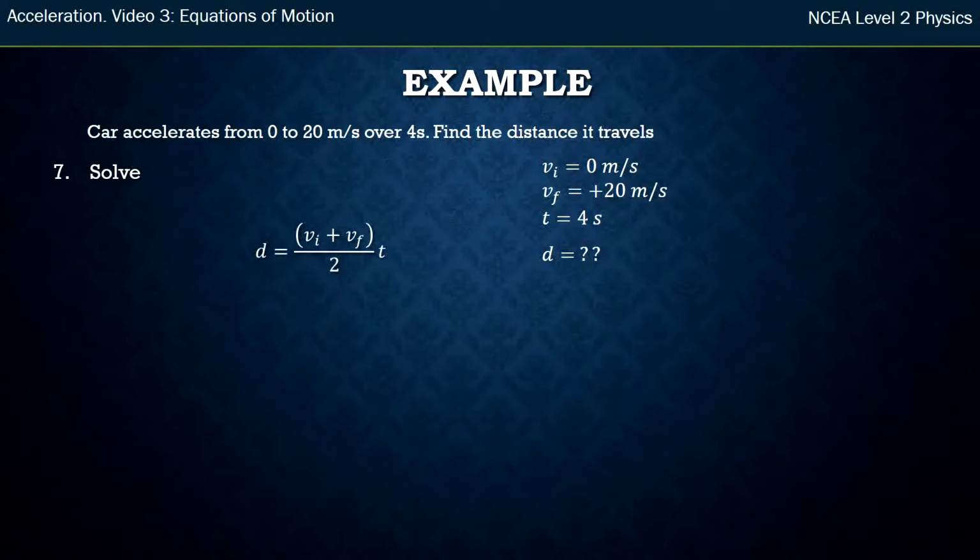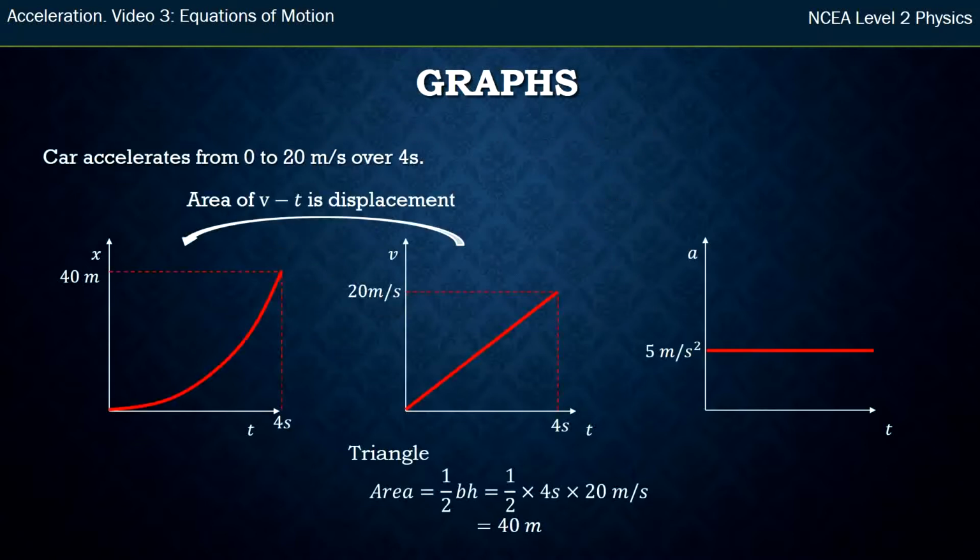So I write the formula out, substitute in, and simplify, and I get D equals 40 meters. So the car accelerates from 0 to 20 over 4 seconds. It travels 40 meters during that time. Now this is the exact same question we did in our graphs, and this is the slide from the graphs, where we got that same answer.